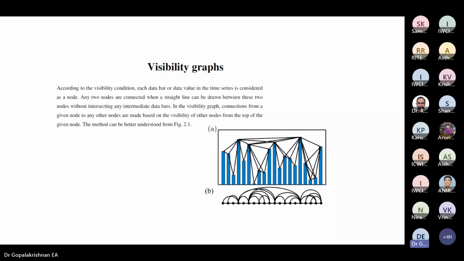So in a time series, each data point is considered a node, and one data point is connected to another data point depending upon its amplitude. So visibility here means it depends on the amplitude. You are connecting based on that, and that is known as the visibility graph.